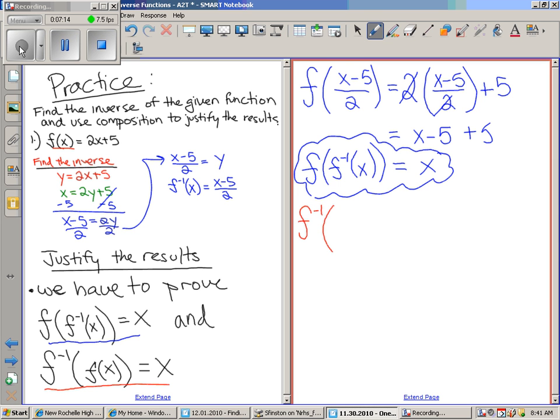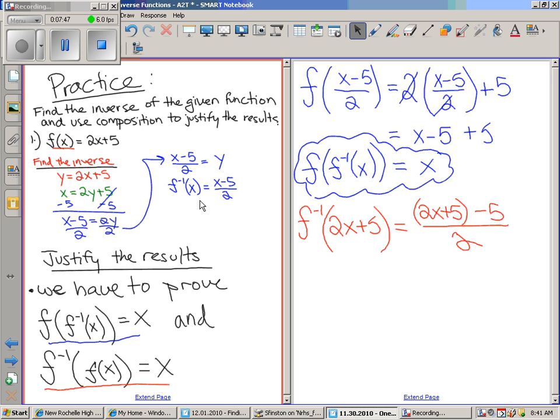f inverse: we're going to sub f of x into it. So into f inverse, we're going to sub 2x plus 5. We're going to sub 2x plus 5 into the inverse, in other words, into this equation over here, f inverse. See how it's like x minus 5 over 2? We sub in 2x plus 5 right there. Now all we have to do is simplify.